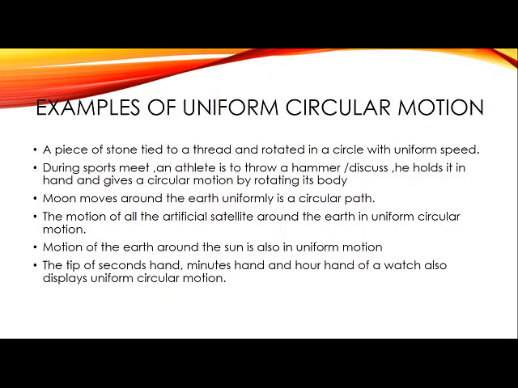Some of the very common examples are, children, you know that our moon continuously shows uniform circular motion around our earth. Same way our earth is continuously showing uniform circular motion around the sun. The various artificial satellites which are there around the earth, they are also exhibiting uniform circular motion. Now children, the watch, the clock that you have, it may have three hands or two hands, but all of them show uniform circular motion.